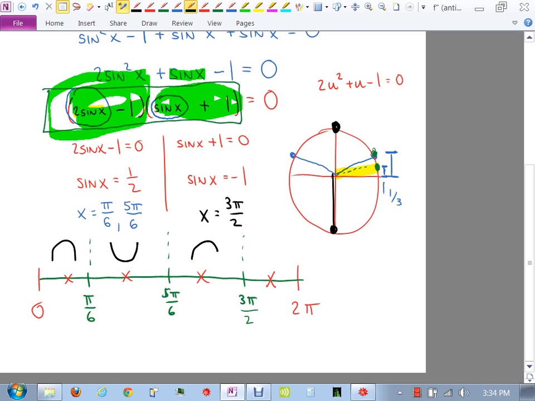Then it's going to go down. And then it's going to go up. I'm not showing those. I'm just leaving it to you.